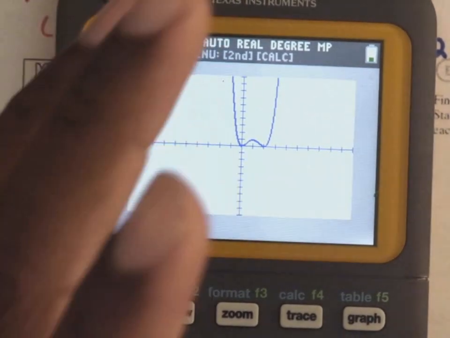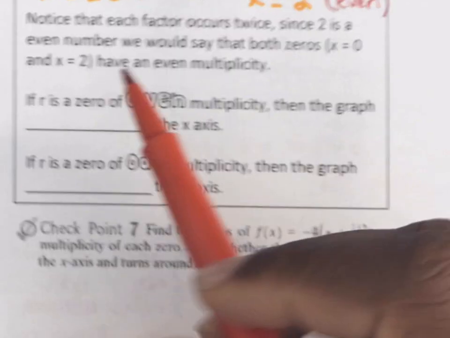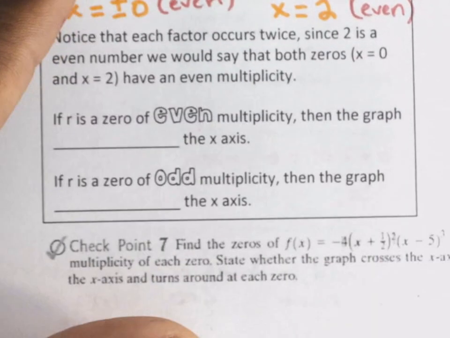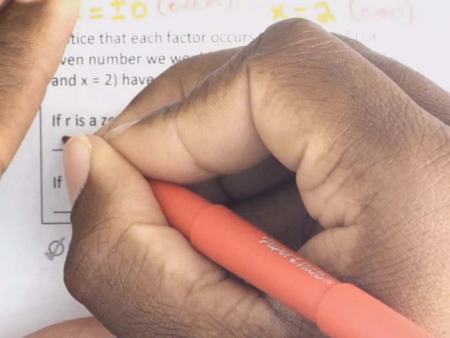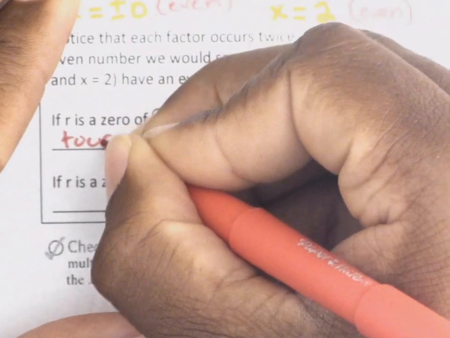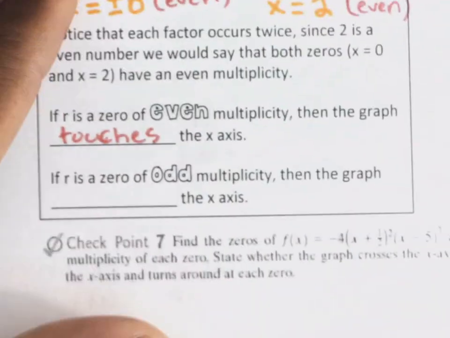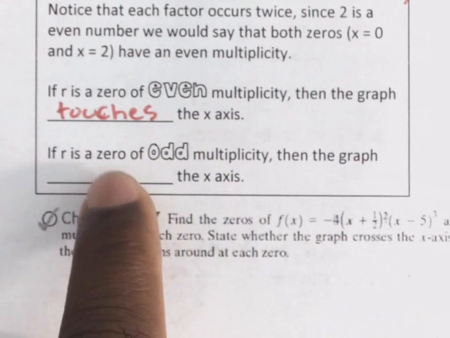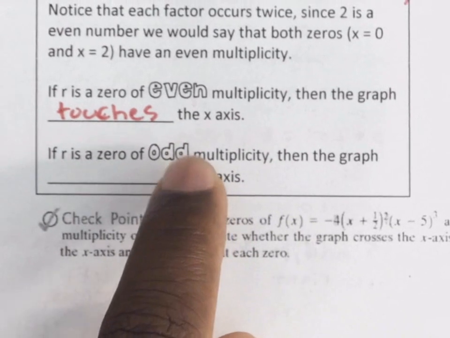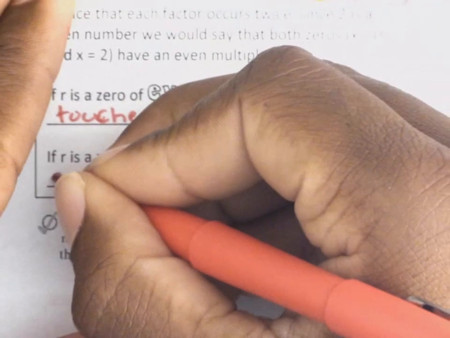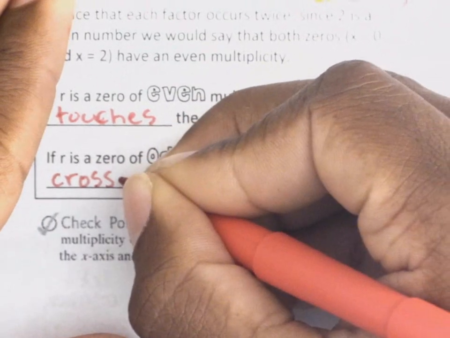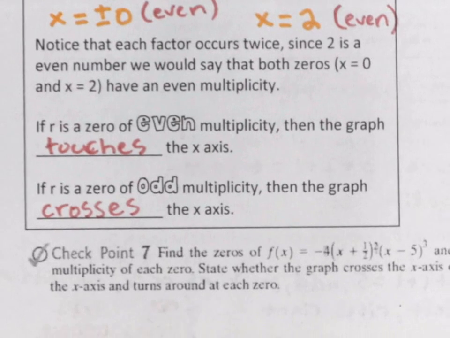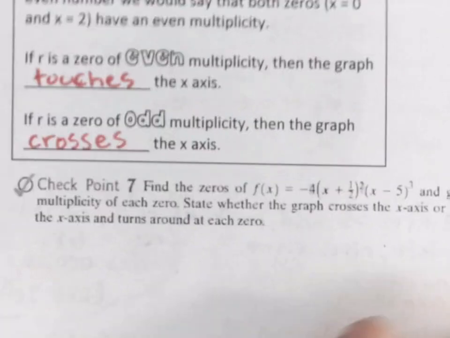Okay, so what we said is, you see how many times you get an answer. If you get it an even number of times, the multiplicity is even, 2, 4, 6, 8 times. And then it touches the x-axis, and then it goes back in the direction it was coming from. If you get a 0 an odd number of times, the multiplicity is odd, and it will actually cross the x-axis at that 0. So there it crosses.